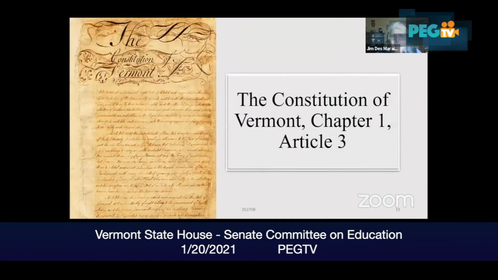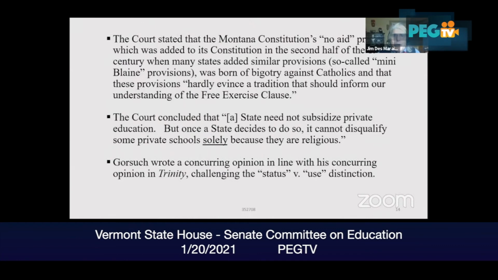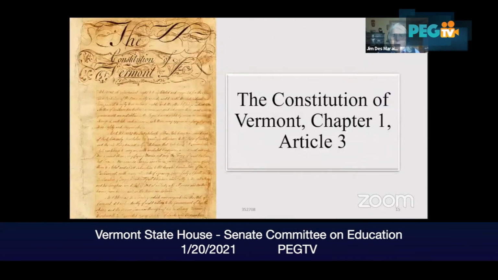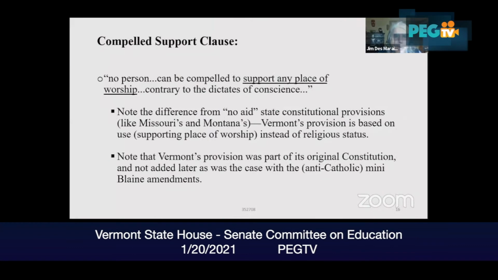Okay, now we're going to talk about the Vermont Constitution. Here we go. Chapter 1, Article 3, which says, no person can be compelled to support any place of worship contrary to the dictates of conscience. Okay, so note the difference from the no-aid state constitution provisions like Missouri's and Montana's. Vermont's provision is based on use, worship, instead of religious status.